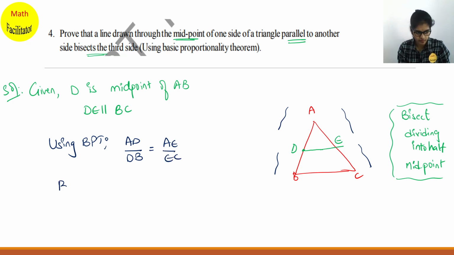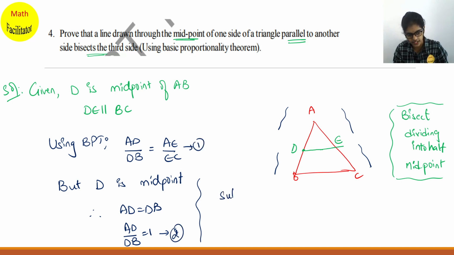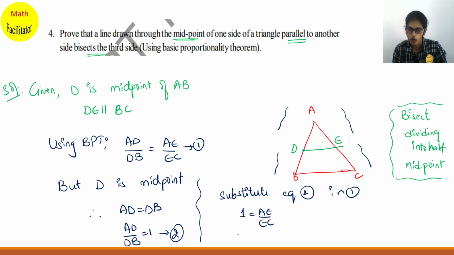Clear? But D is midpoint, yes or no? D is midpoint. So what is the meaning of midpoint? AD is equals to DB. Clear? So if I take the ratio, what is AD by DB? AD by DB will be 1. So let me substitute. This is equation 2 I am taking, and this is equation 1. So substitute equation 2 in 1. So what will you get? You will get 1 is equals to AE by EC, or it is nothing but AE is equals to EC.